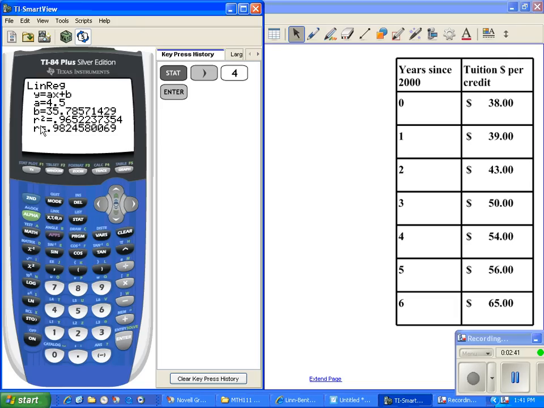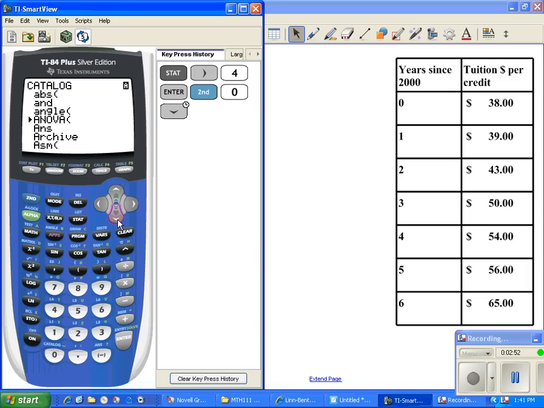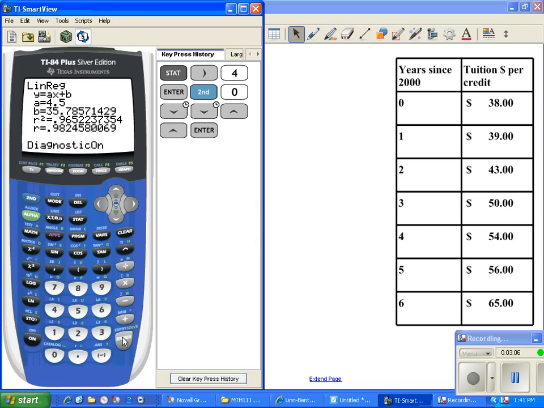Sorry, I forgot to say something. Some of you may not have seen these R squared and R values showing up. If that's the case, what you want to do is go into Catalog, Second Catalog, and scroll down till you get to the diagnostics. It's alphabetical, so okay, there we go. So you want diagnostics on. Scroll down to diagnostic on, hit enter, and then hit enter a second time to execute the command. And then when you do the linear regression, you will get those values. We had a pretty good correlation here. The closer it is to 1, the stronger the fit, the more reliable our equation is.